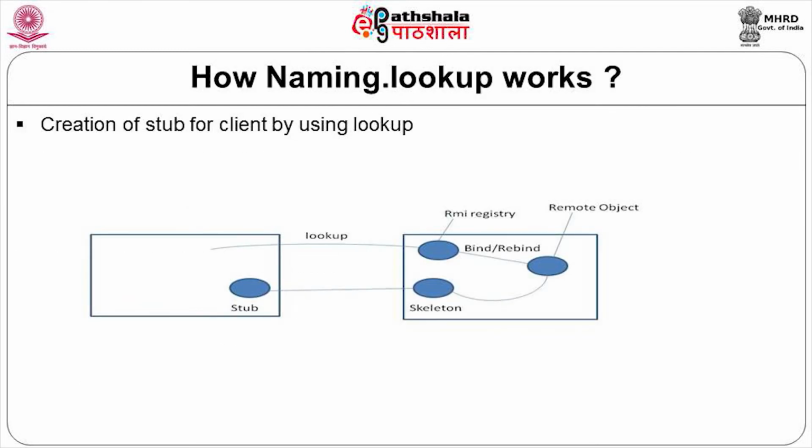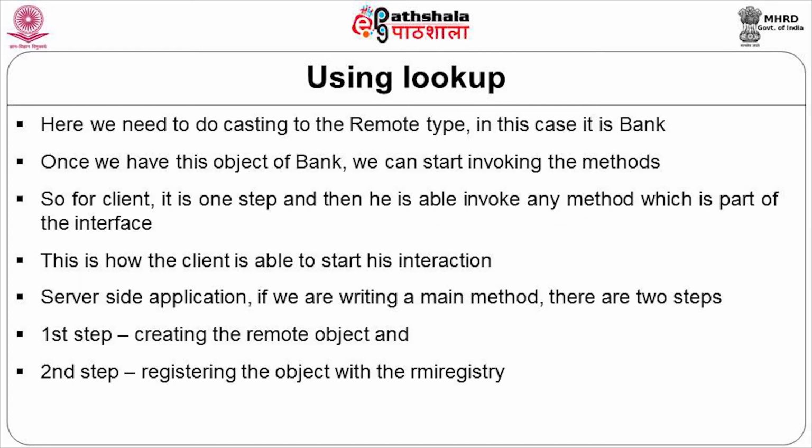And once you have this object of bank, you can start invoking the method. So for the client now it's one step, and he is now able to invoke any method which is available as part of the interface. So in our interface we defined so many methods. All of these methods are now invocable on the remote object. Fine. So clear. So this is how the client would be able to start his interaction.